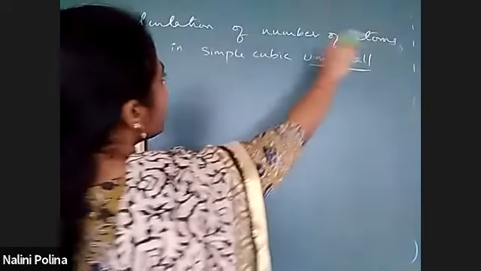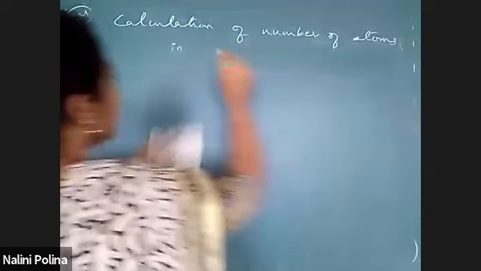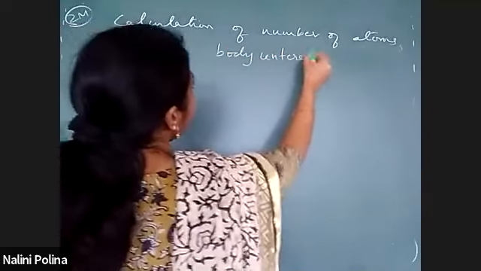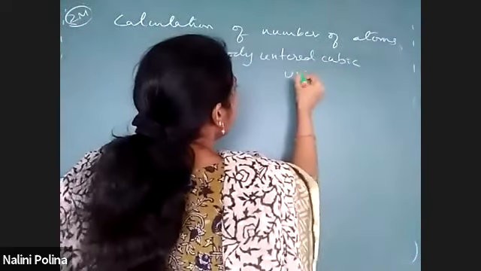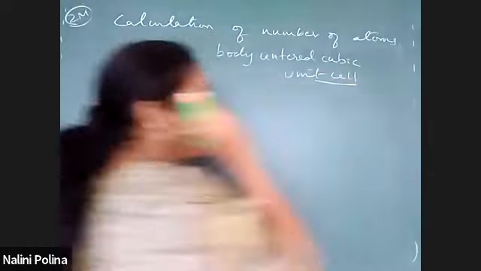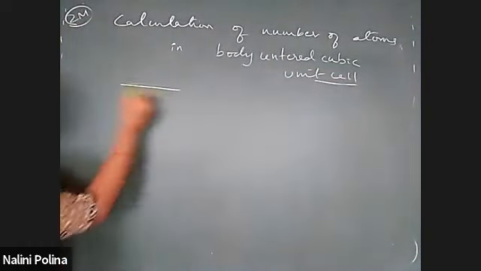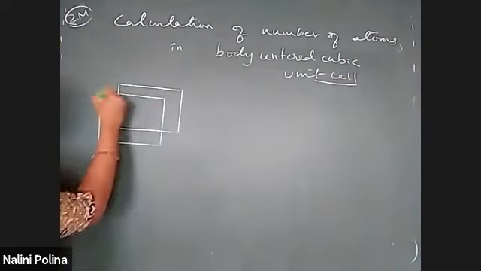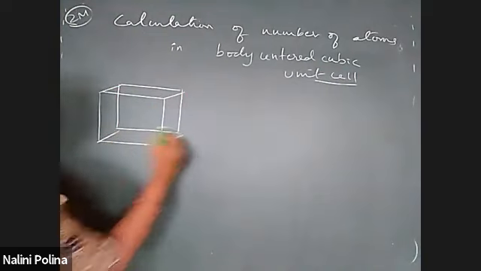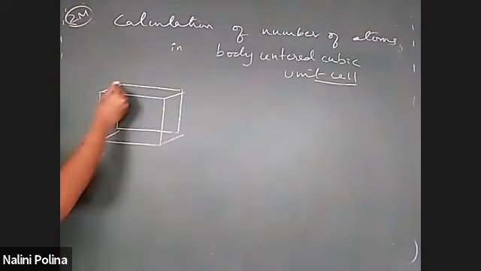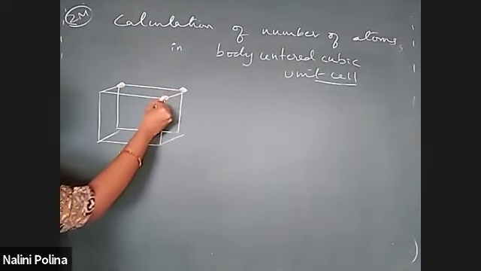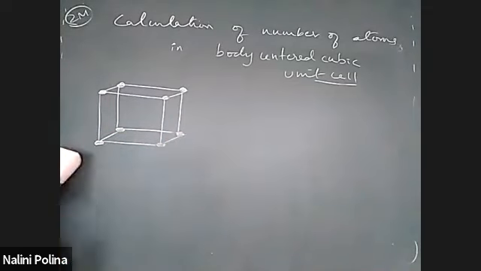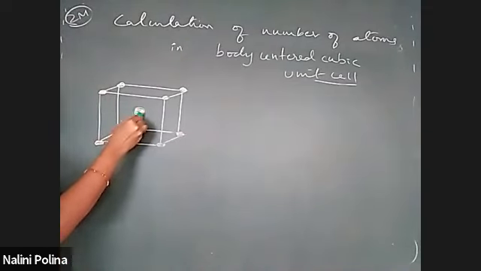Next, calculation of number of atoms in a body centered cubic unit cell. So how do you draw the body centered cubic unit cell? Yesterday we have seen how to draw them, right? Types of unit cells I discussed. So unit cell body centered means what? At every corner atoms are placed. Along with the corner you have an atom inside the body.